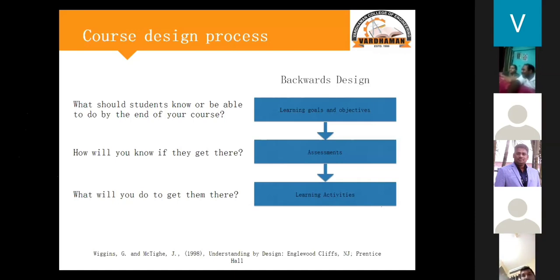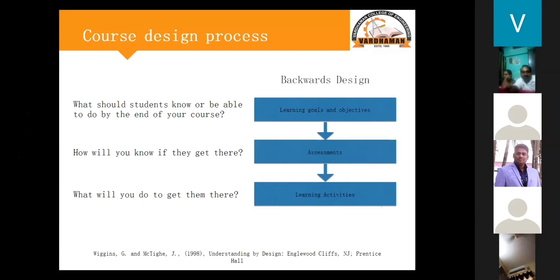Then the question comes is, what will you do to get them there? If the students have to give the assessments, and if the students have to achieve those learning outcomes, what is exactly you have to do in the class? So that is where actually we speak about the learning activities, which has to come in the process of the backward design. So this is what all the backward design we are required to follow when we design a curriculum.